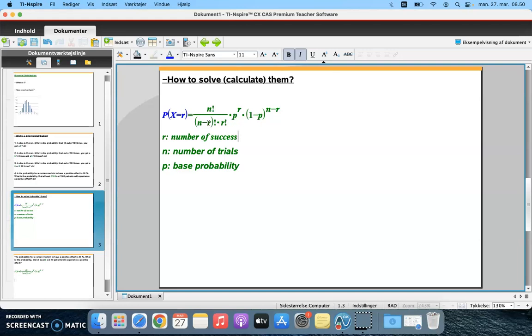So what is r? The same r which goes all the way. R stands for the number of successes. This is our variable, so this is something that can change. When you throw a dice like 100 times, you can either get the 6 10 times, 15 times, whatever. This can change. N is the number of trials. So how many times do you throw the dice, for example? And small p, that is the base probability.